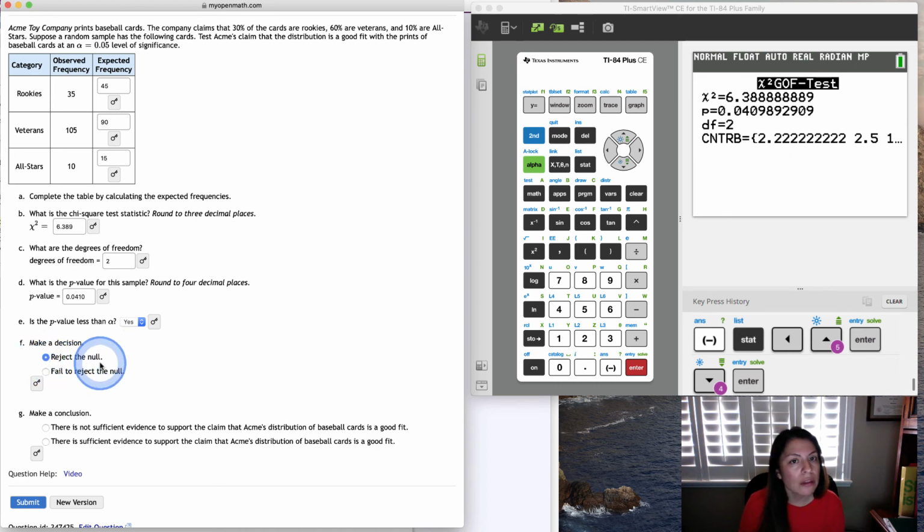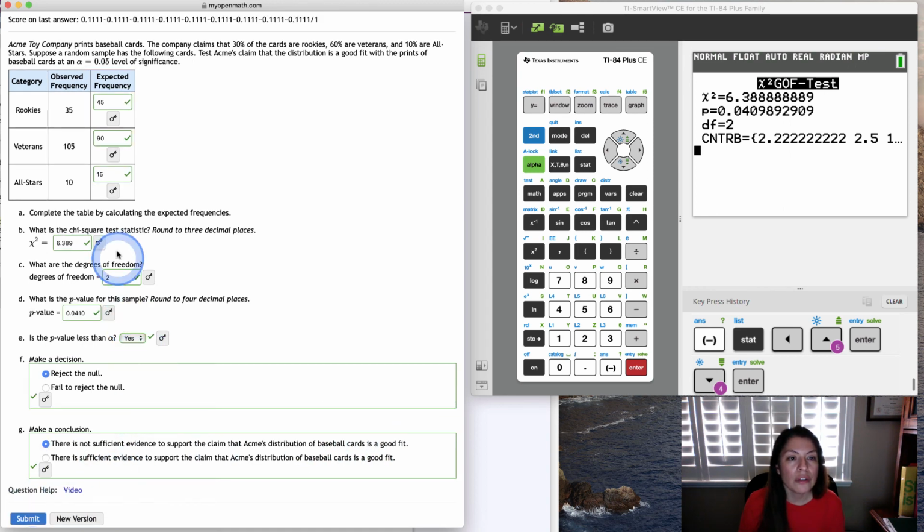And don't forget, the null hypothesis is that the distribution is a good fit. So this means that our claim is being rejected. If our null hypothesis was our claim and our null hypothesis was rejected, this means there is not enough evidence to support the claim that the Acme distribution of baseball cards is a good fit. And go ahead and you'll see that each of these are correct.